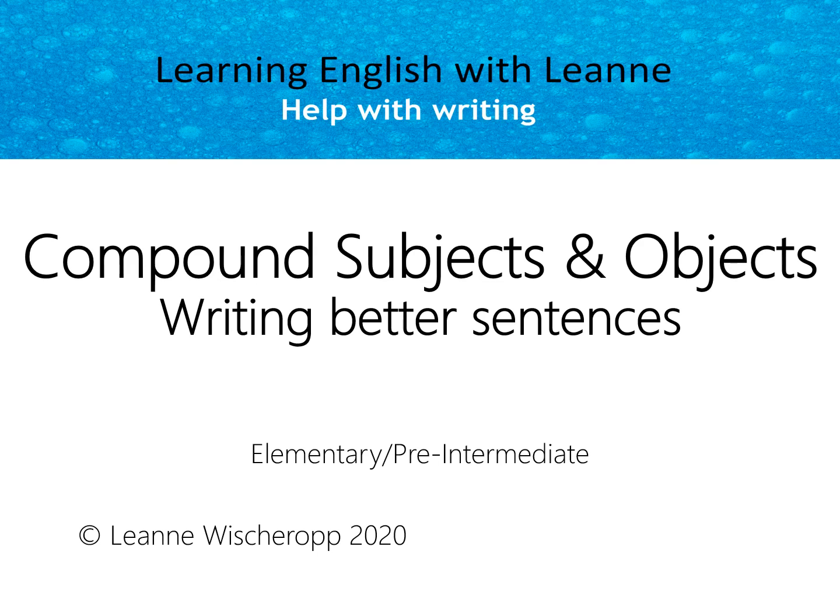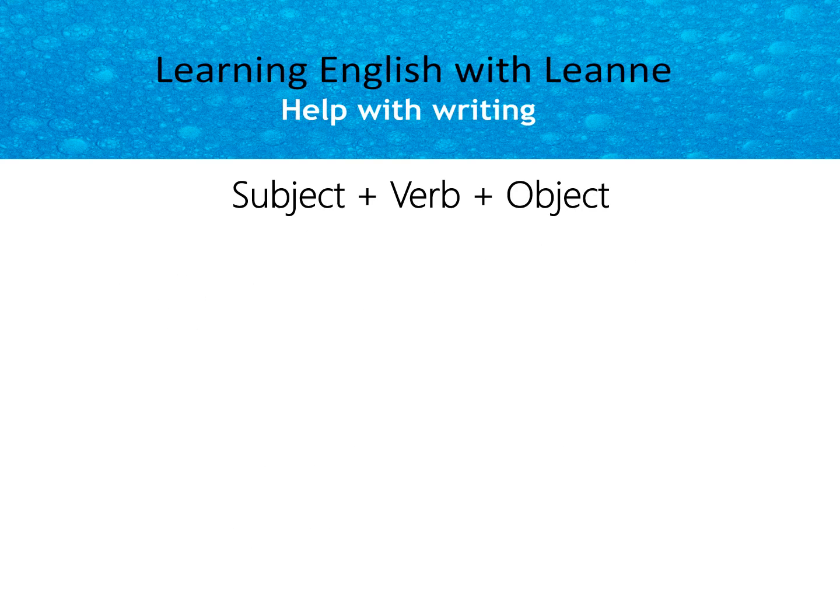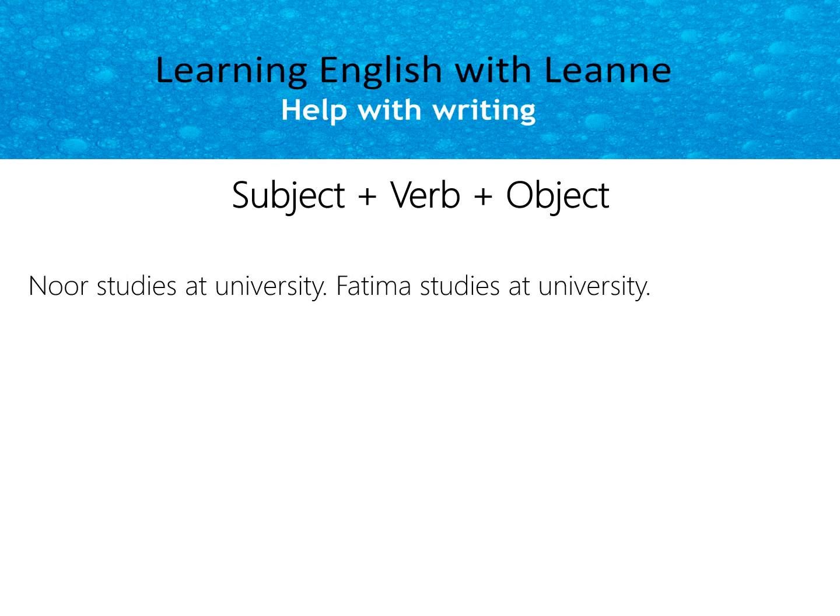Help with writing. This video will help you to use compound subject and objects for writing better sentences. When we write a sentence in English, we start with the subject, then we have the verb or the action, and then the object of our sentence. So you can see here we have two short sentences.